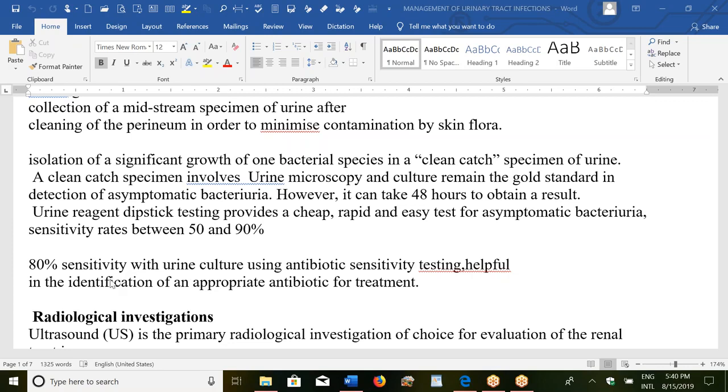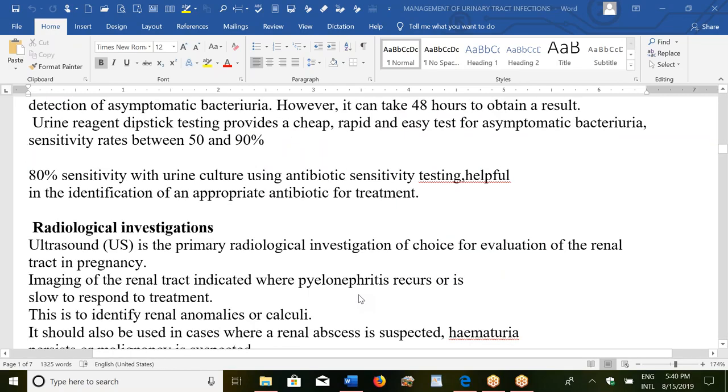So culture doesn't have 100% sensitivity, it has 80% sensitivity. These cultures are helpful in identification of an appropriate antibiotic for treatment. Then sometimes, in addition to lab testing, you will have to do radiological investigations. Remember, ultrasound is the primary radiological investigation of choice for evaluation of the renal tract in pregnancy.